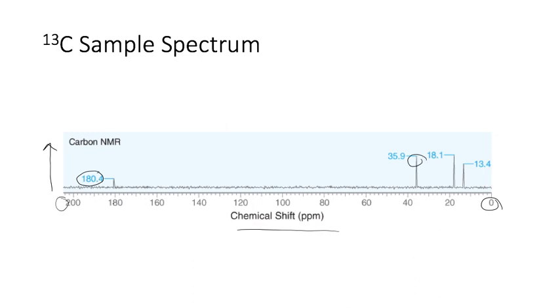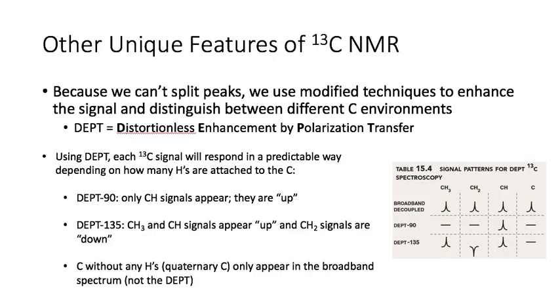Notice that each one of these peaks is actually a singlet. I don't see any splitting, and they're not very intense. And then this is what I was talking about, the jagged edges, where you don't have your background being nice and smooth. You see that enhanced background region. Some other features to look for: because you can't split those peaks, they had to come up with a way to discriminate between those different signals.